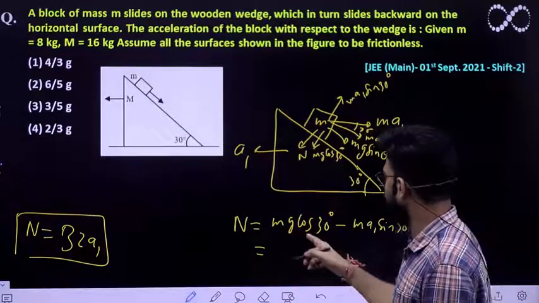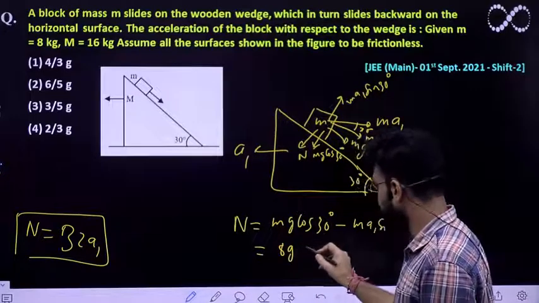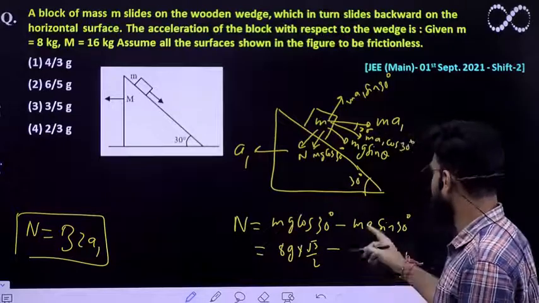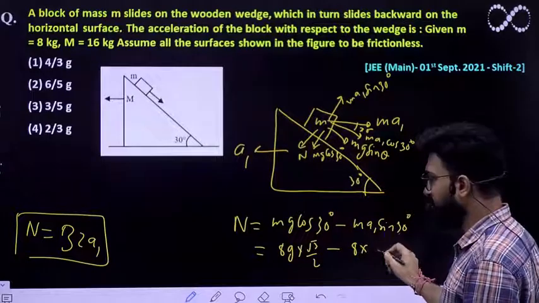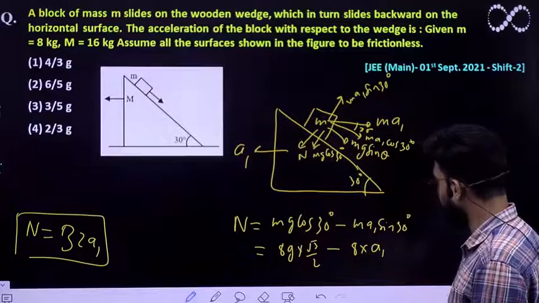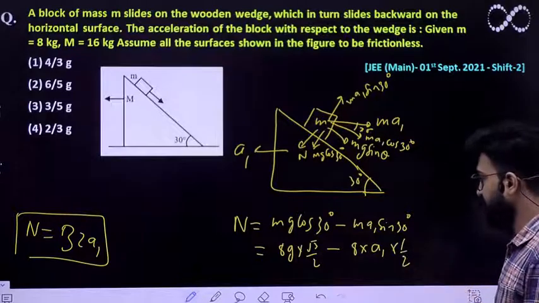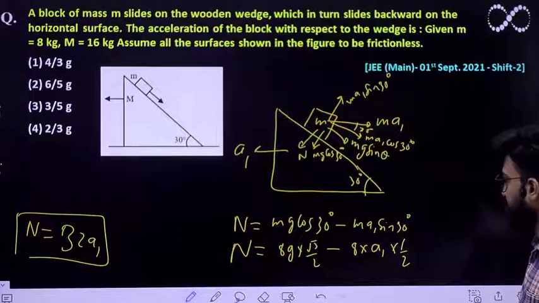Mass is small m, mass is 8 kg. Acceleration due to gravity is g. Cos 30 degree is root 3 by 2, minus small m, mass is again 8 kg, a1 is the acceleration of wedge, and sine 30 degrees is half. Okay, so this is the value of expression again that we have got.